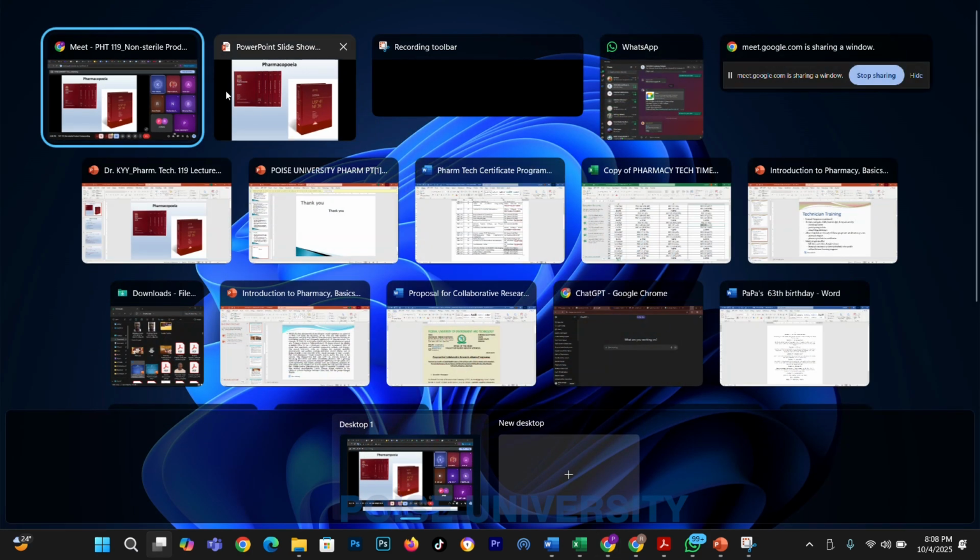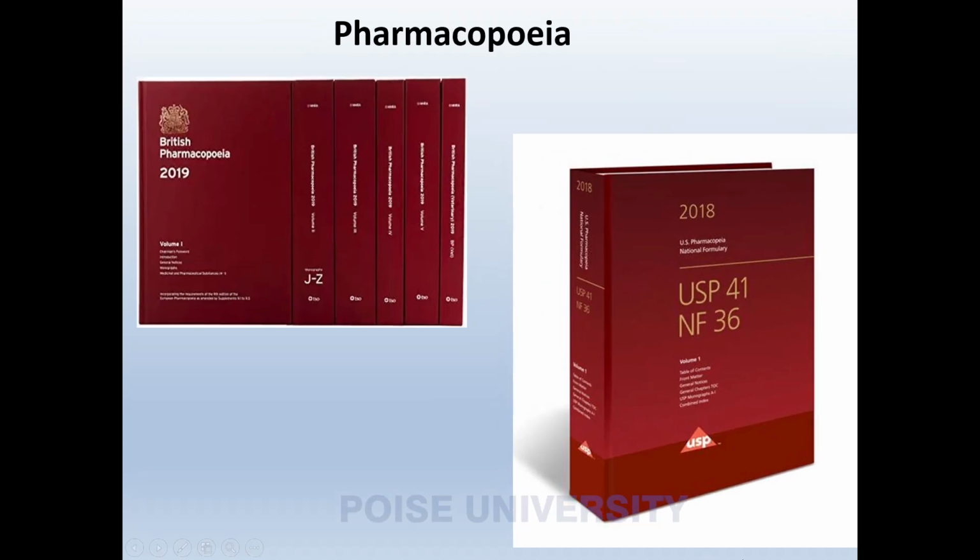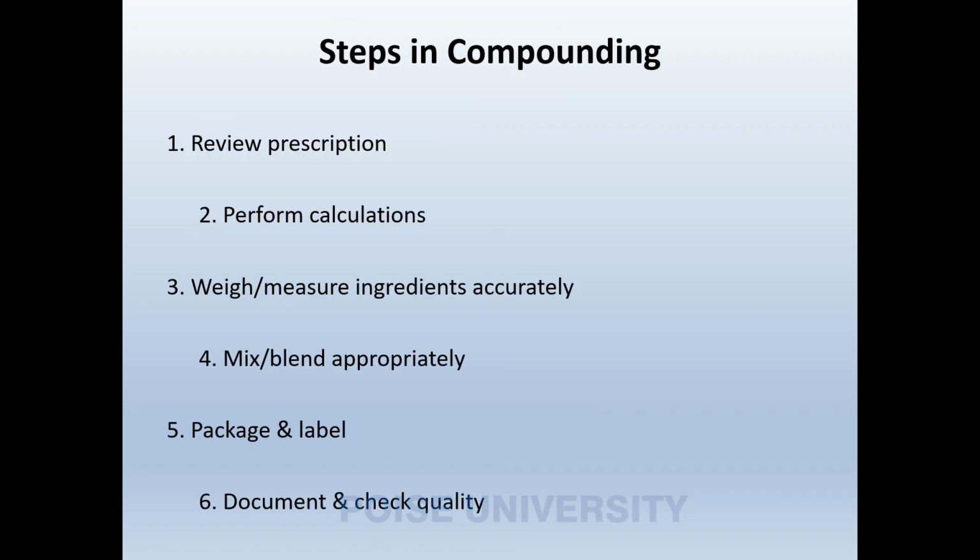Okay, so let's continue today's classes. And today we're going to look at four things. We're going to talk about pharmacopoeia. We're going to talk about steps in compounding. We'll then talk about labeling requirements, and we'll end the class with safety standards. All of these are related to non-sterile product compounding.